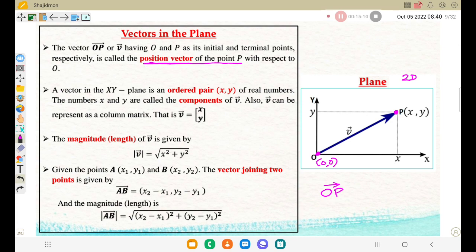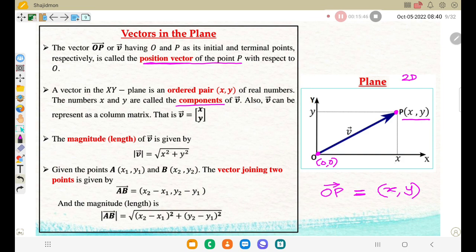But what is the meaning of position vector? Position vector means a vector starting from the origin, the center, the 0, 0 point. So vector OP is the position vector of the point P with respect to the origin, and we can represent this vector as an ordered pair in component form like this: first x, then y. X we call the x component, y we call the y component. This is the component form of vector OP.